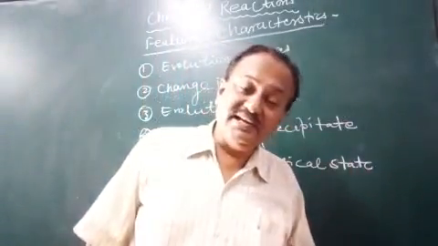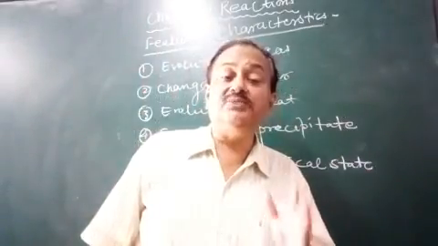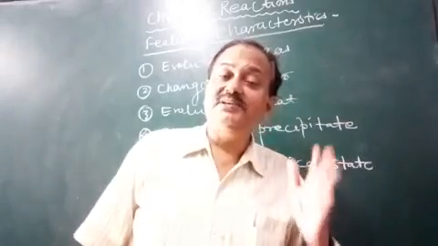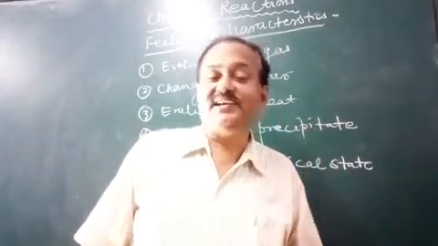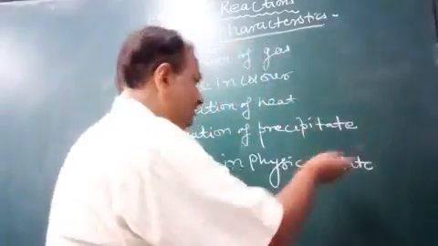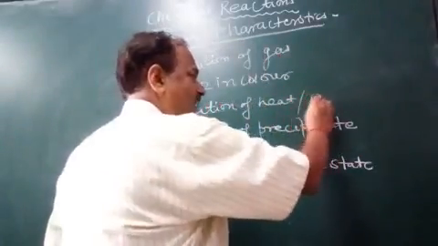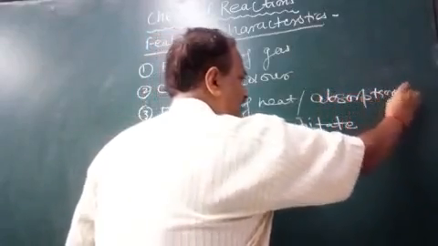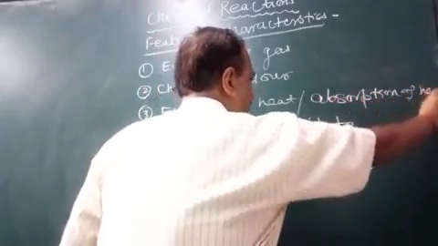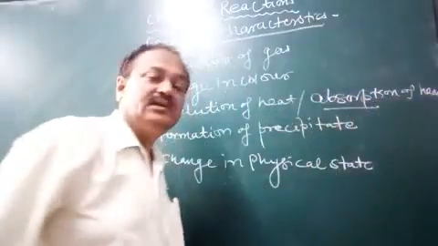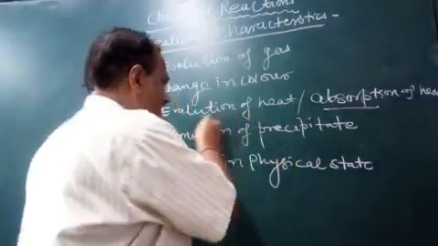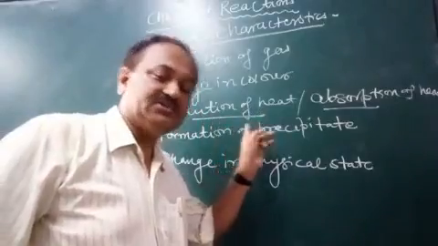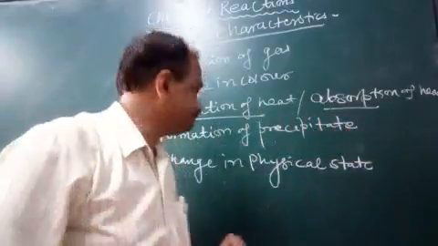If in a reaction there is evolution of heat, heat is given out, that is called an exothermic reaction, and the opposite can be there, or there can be absorption of heat. So absorption is called endothermic, evolution is called exothermic. So it can be either this or this depending on the nature.